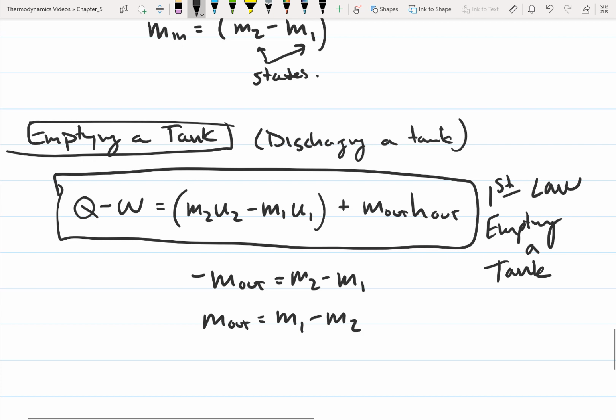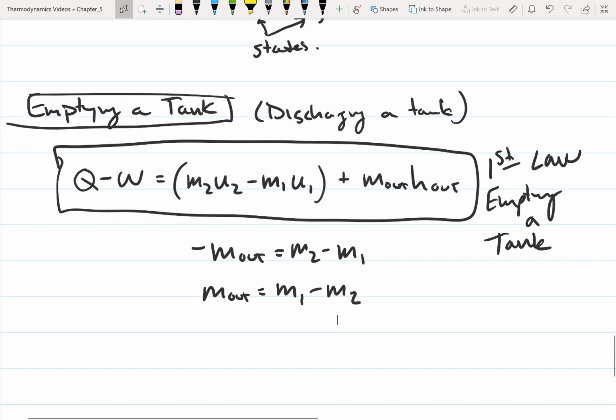All right, so now what I want to do is, in the next video, I'm going to go through an example problem of how you would apply these equations to solve an unsteady flow problem.